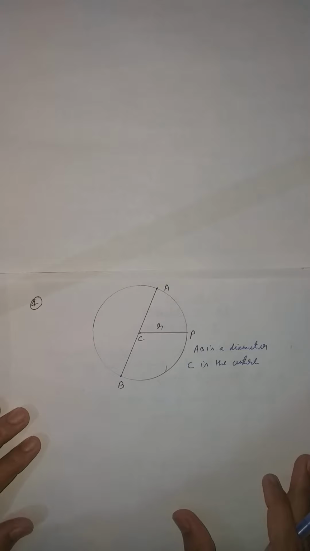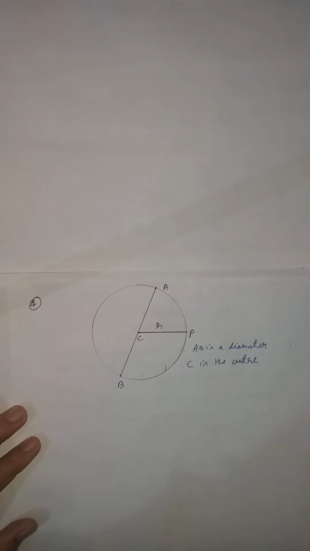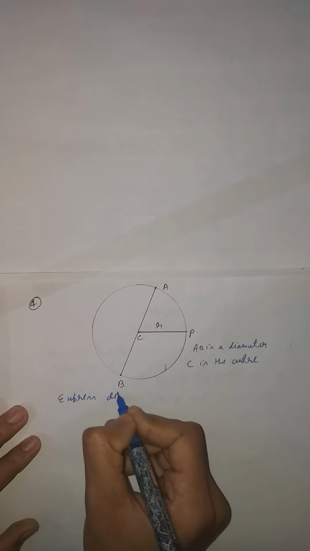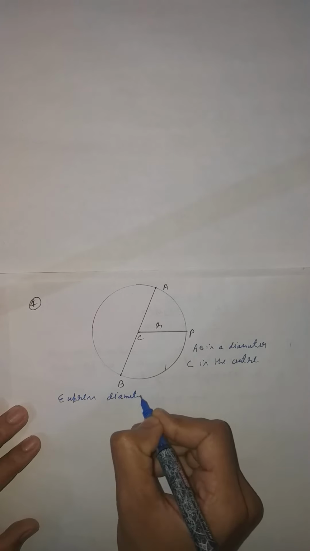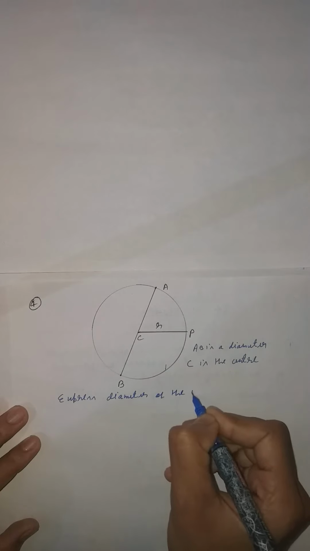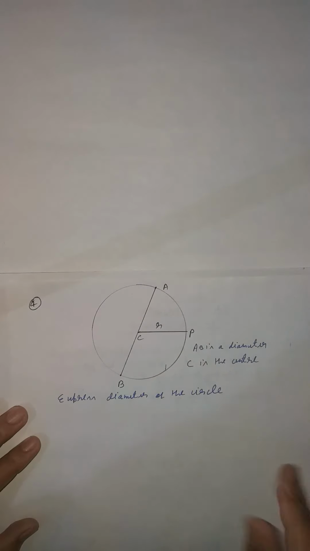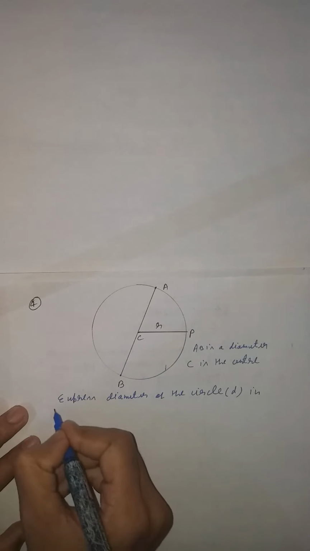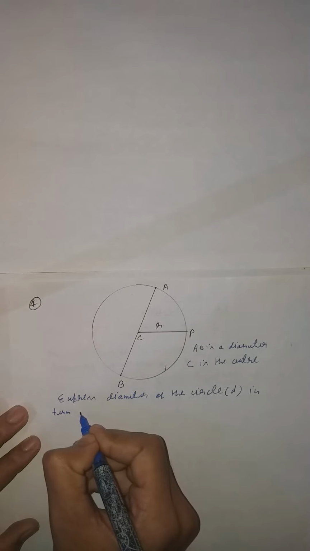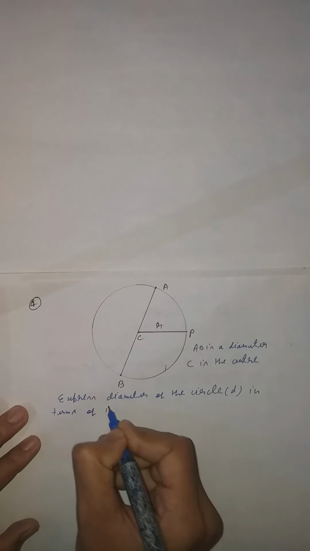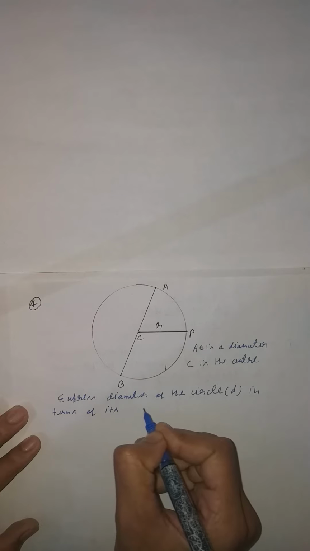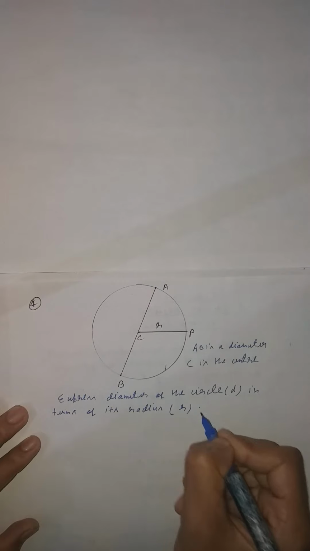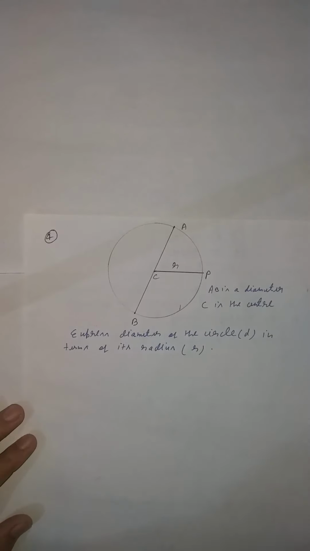Express the diameter of the circle in terms of its radius. What you have to do? Express the diameter of the circle D in terms of its radius. Clear students? Now what is the actual meaning of the question? Means what is the actual requirement of the question?